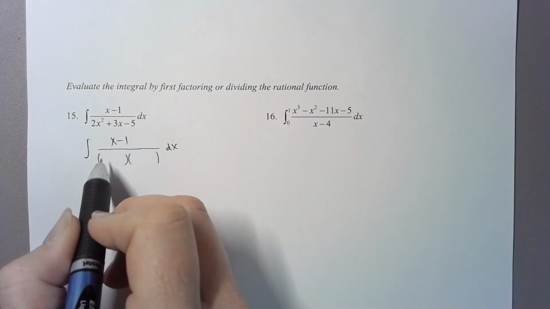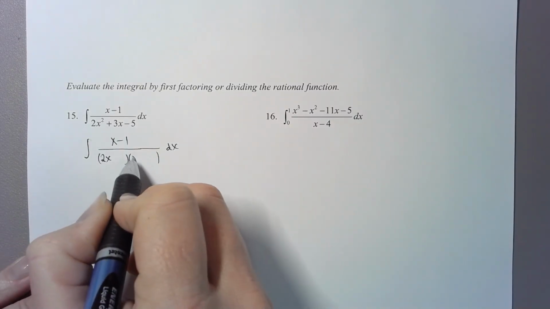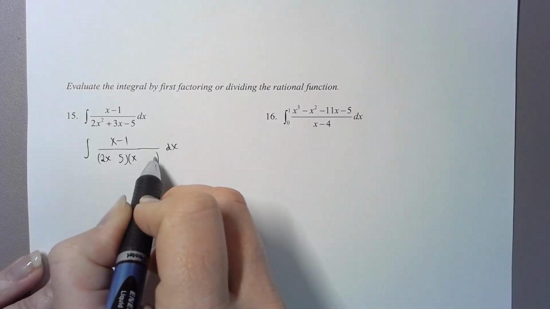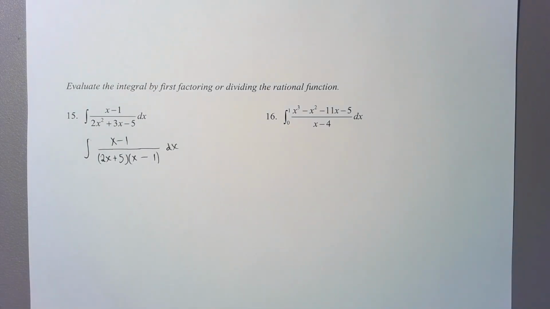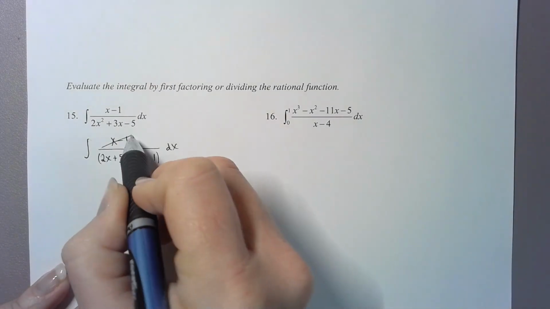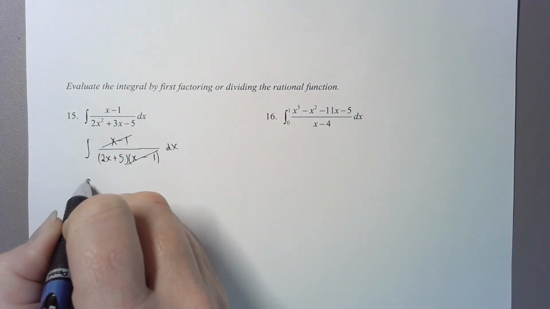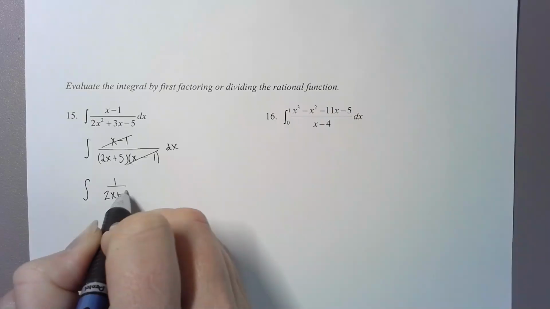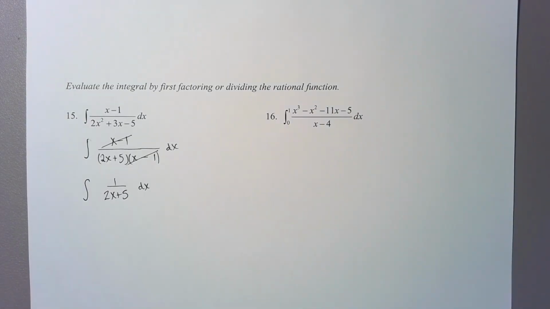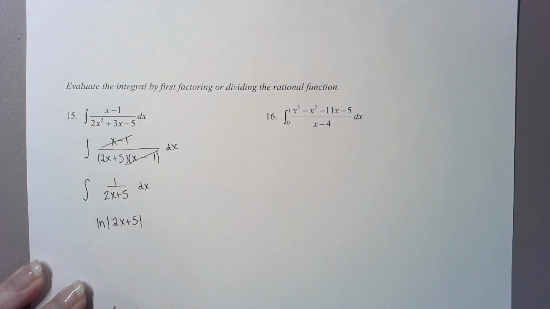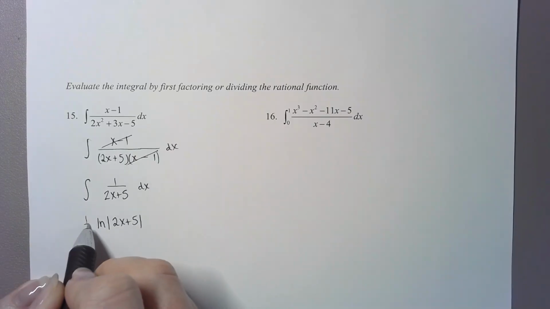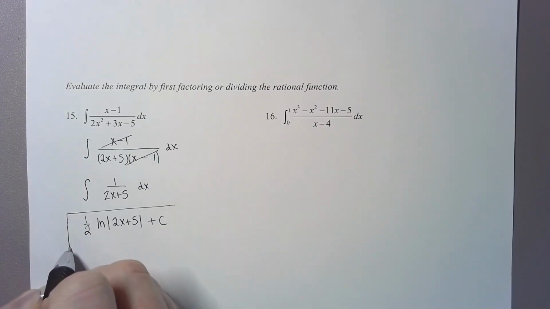I have an x minus 1 on top. And on the bottom, we're going to just try to factor as best we can. How about a 2x plus 5 and an x minus 1? Perfect. That's how we're going to clean this up. Now, the parent function is 1 over x, so the antiderivative is the natural log of the absolute value of 2x plus 5. But the chain rule says divide by 2.